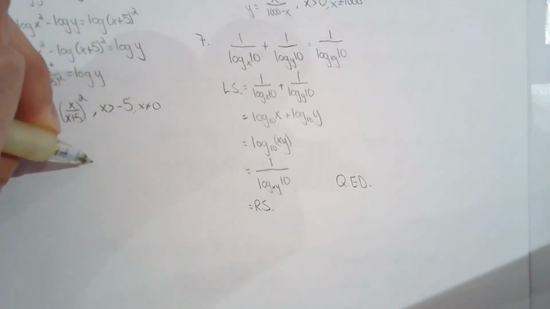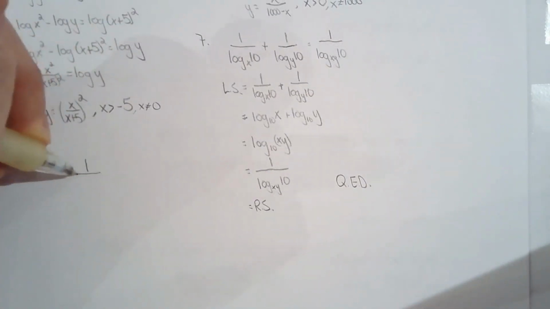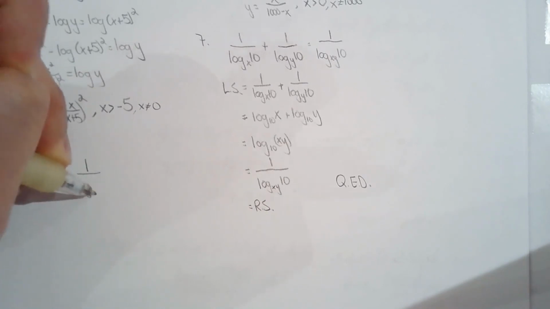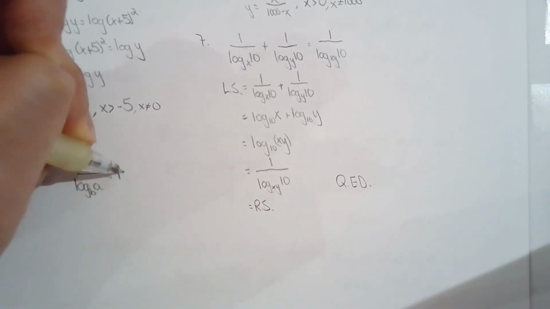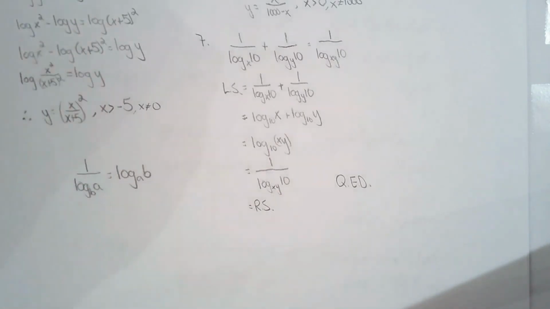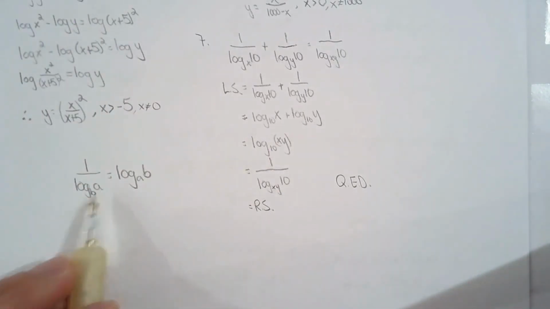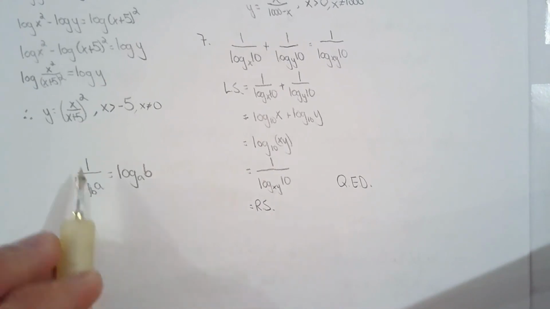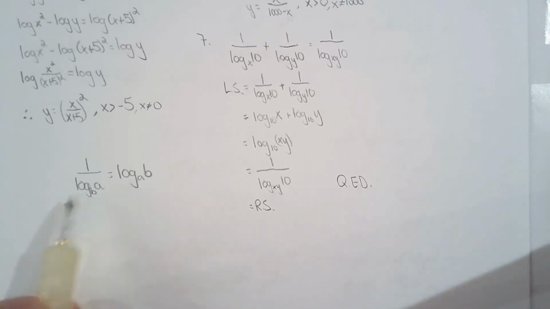Basically, the change of base formula says that 1 over log base b of a is equal to log base a of b. So you can switch the argument and the base of the logarithm, and you simply take the reciprocal, and they will be equal to one another, as long as, of course, the restrictions on the base and the argument are fulfilled.